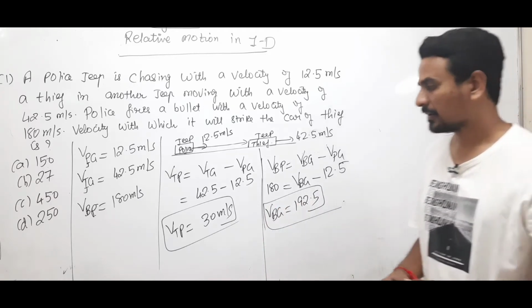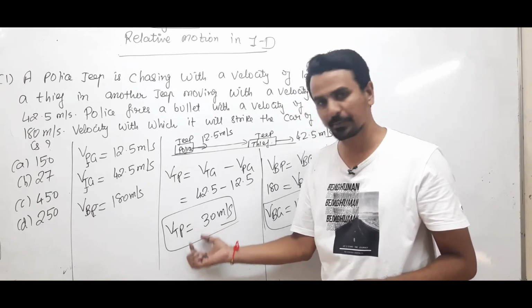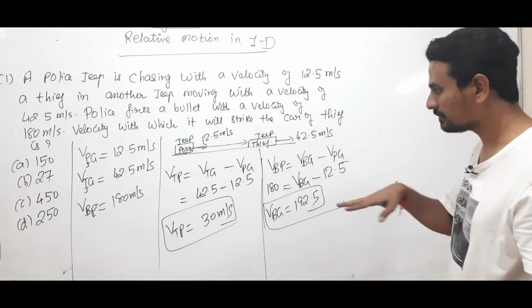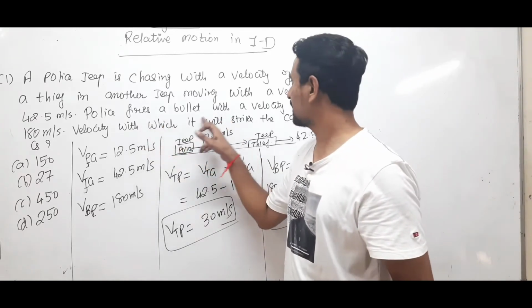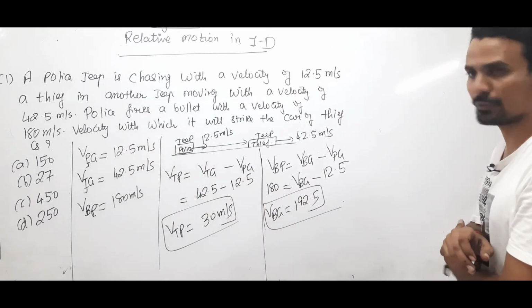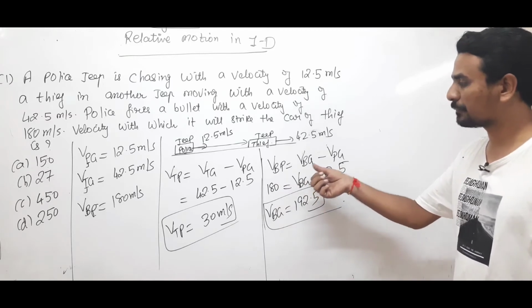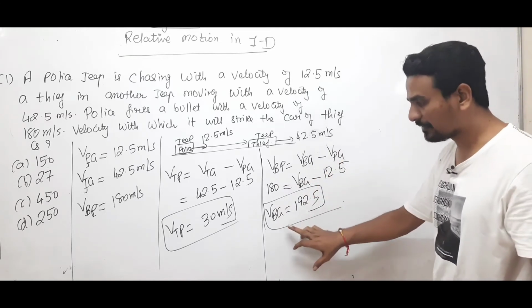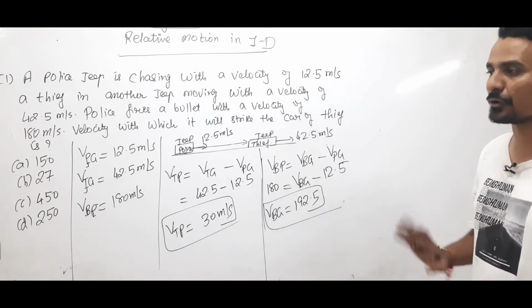So make it clear, we have got the velocity of the thief with respect to the police. The relative velocity between the police and the thief is 30 meter per second. Now the velocity of the bullet is given to you, but the bullet is being fired from the police jeep. So it is the velocity relative to the police jeep. So the velocity of the bullet relative to the police jeep will be equal to the velocity of the bullet with respect to ground minus the velocity of the police. So this is the velocity of the bullet with respect to ground, which is 192.5.